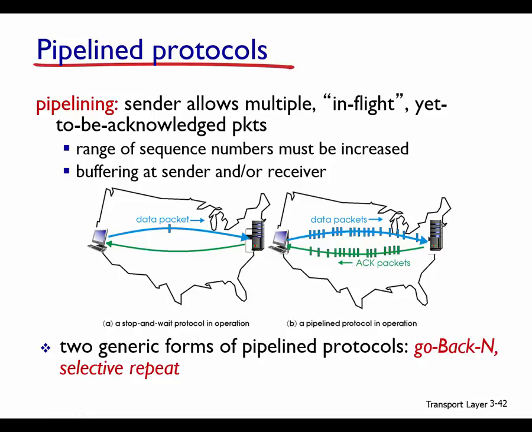Another way to address that is to do pipelining. So in pipelining, you send X amount of data packets and you receive X amount of acknowledgements back. Then you have to keep track of your acknowledgements to make sure all your packets get acknowledged, they all get acknowledged in the correct order, and you have to make some sort of determination of whether or not you need to resend any packets if any packets get lost. So there are two generic forms of pipelined protocols: go back N and selective repeat.